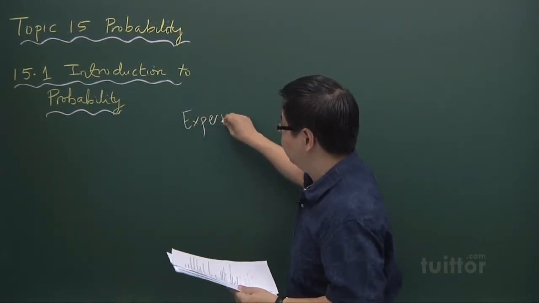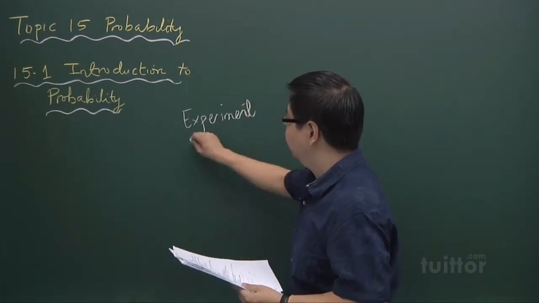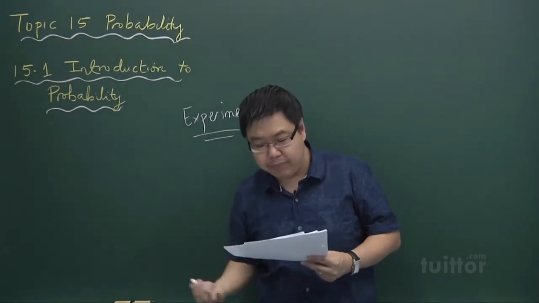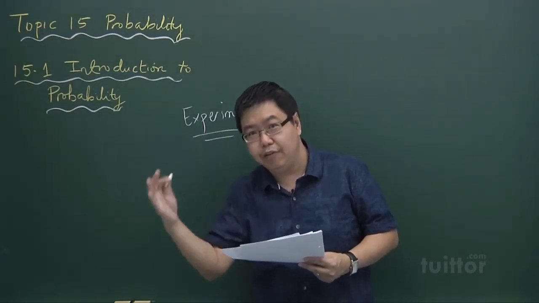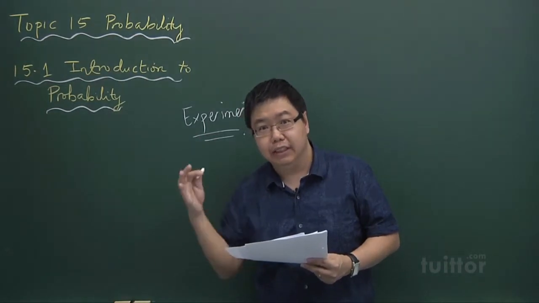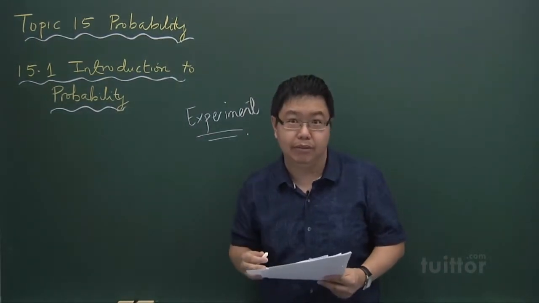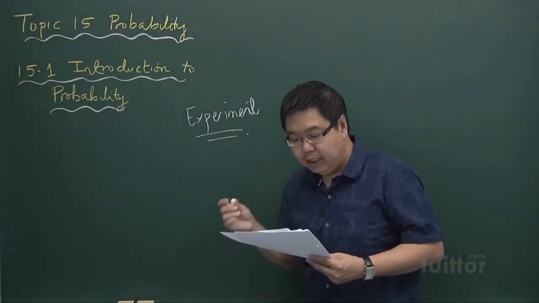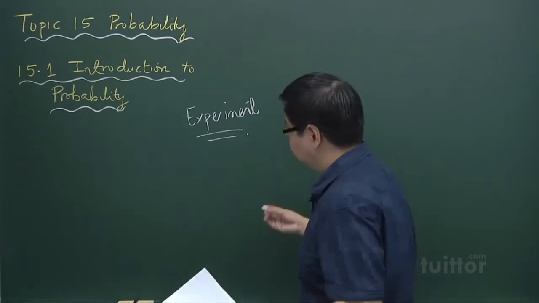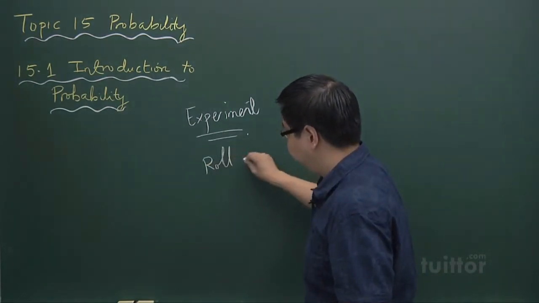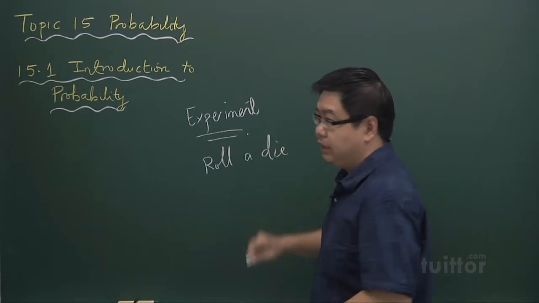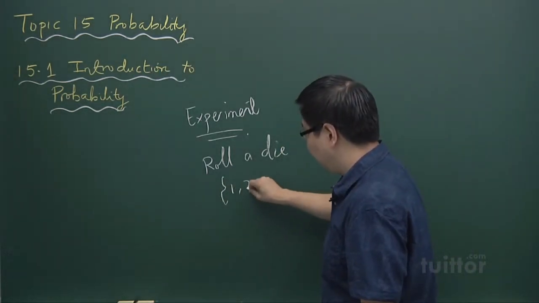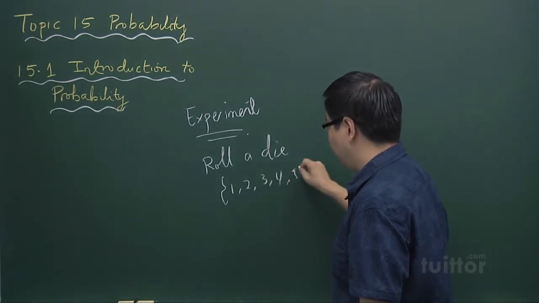And when we carry out an experiment, we have no idea what the outcome is. So basically, when we carry out a random experiment, every outcome, every trial depends on chance. The result of every performance of this experiment is what we call an outcome. For example, you roll a normal die. The outcomes of this usual die will be 1, 2, 3, 4, 5, and 6.